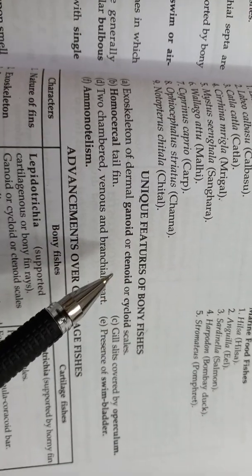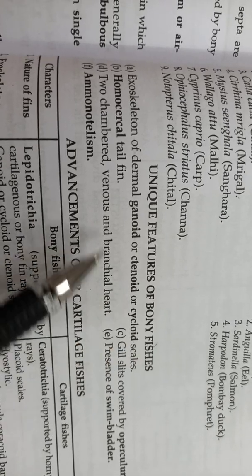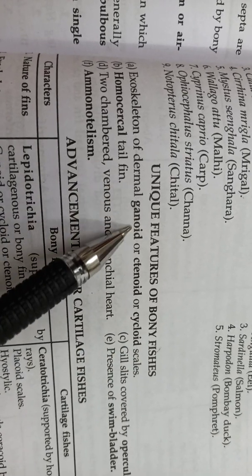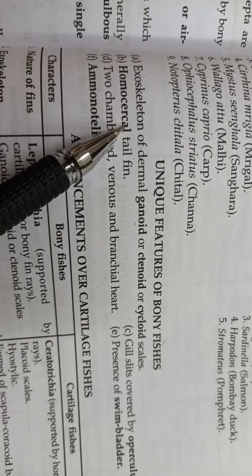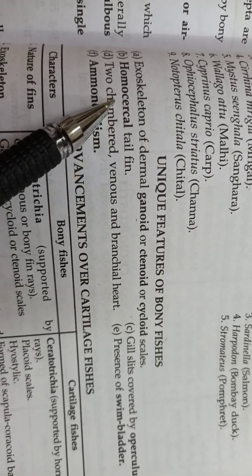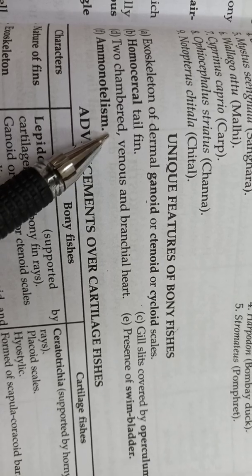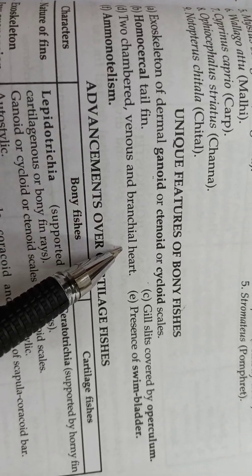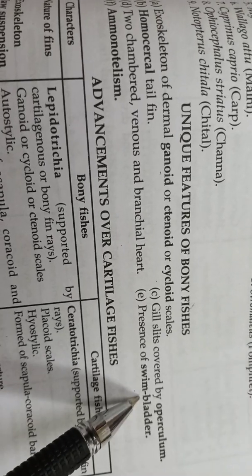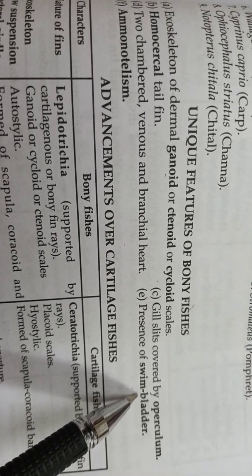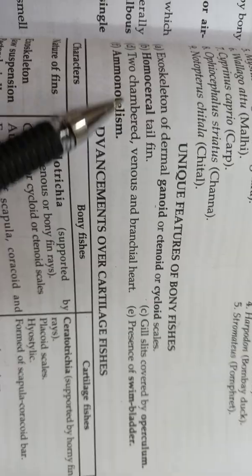Now next are the unique features of the bony fishes. You should know that either of three types of scales is present: ganoid, ctenoid, or cycloid. The tail fin is homocercal, and there is a two chambered venous and branchial heart. Gill slits are covered by operculum. Swim bladder is a very important character of these bony fishes, and they show monogamy.